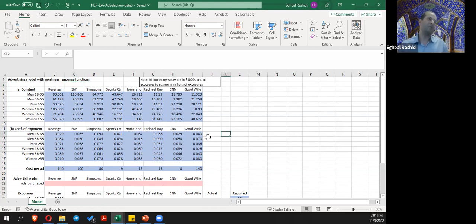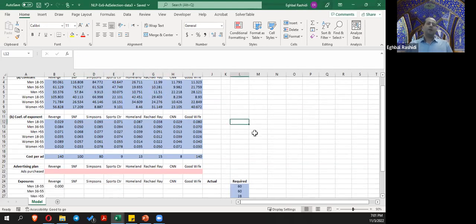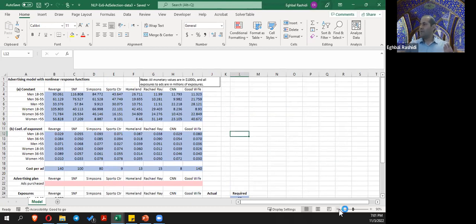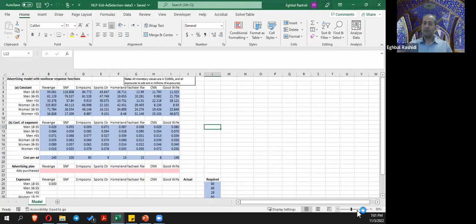So what you see here is the data for exposure for the six demographic groups, men and women, and also the different shows that we have, based on the exposure rates. That's the same problem that we solved before with a linear formula. Here we want to solve it with the exponential function that we have.